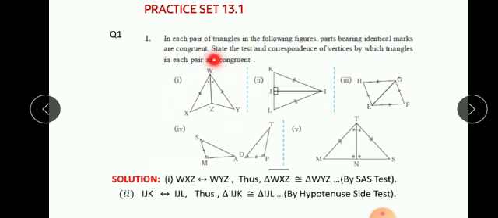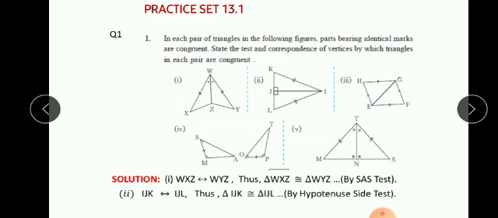WXZ corresponds to WYZ. Thus triangle WXZ is congruent with triangle WYZ. By which test? This will be side, this will be side, this will be angle, and this will be side common. So SAS test. Okay, now second figure, these two triangles are given, IJK, IJL.